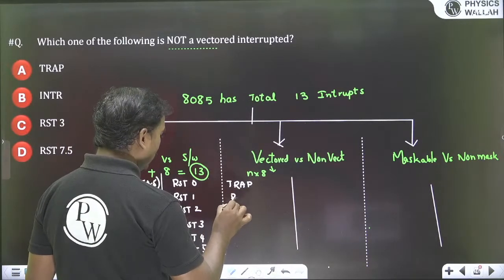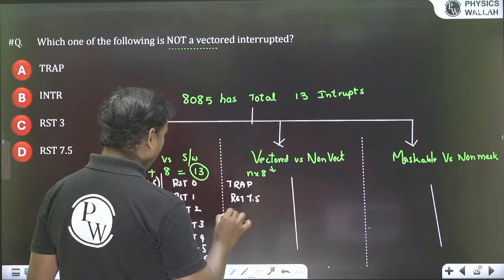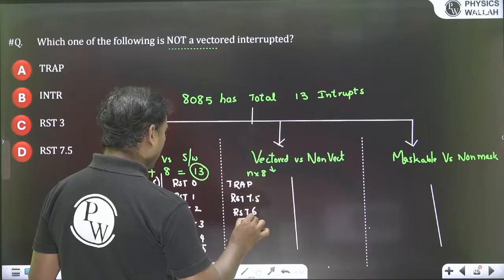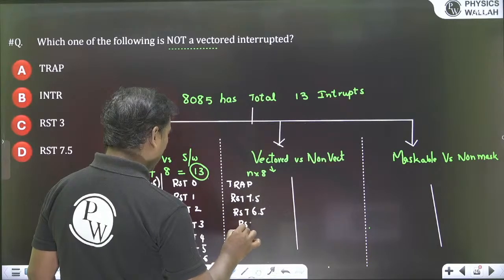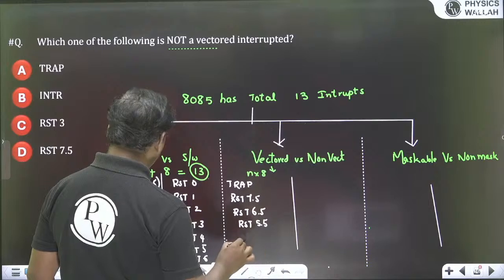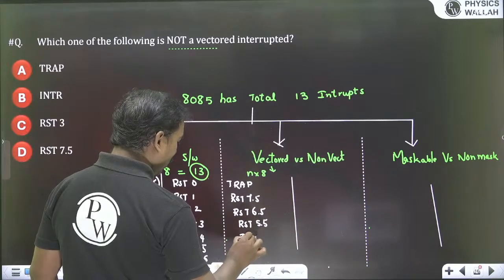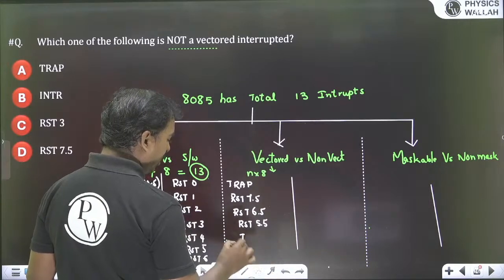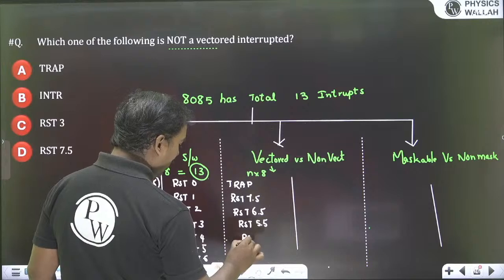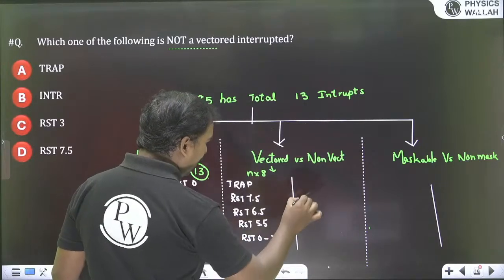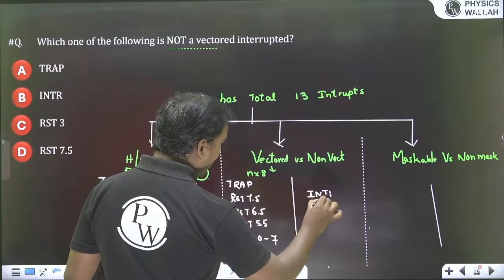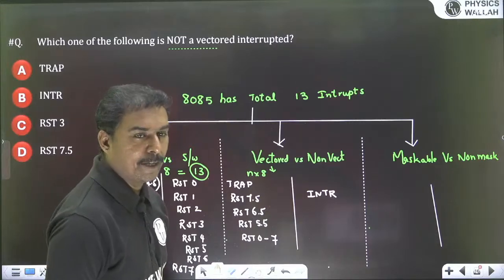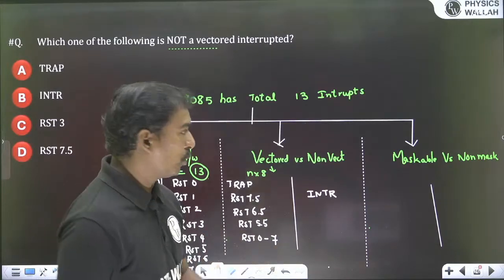Next, RST 7.5, RST 6.5, RST 5.5, and INTR. So these all are, sorry, INTR is not a vector interrupt. So RST 0 to 7 are vectored. The non-vector one is INTR. For INTR there is no special procedure to execute, so the user has to write his own program.